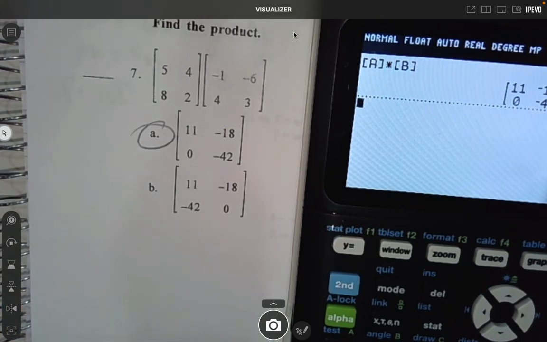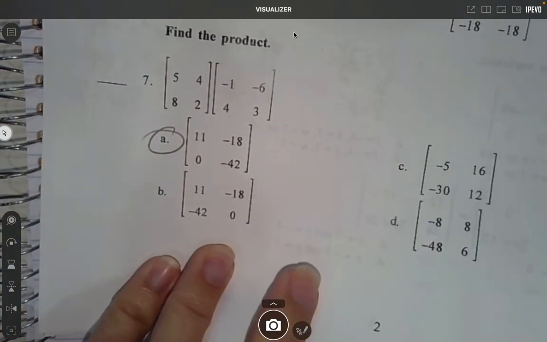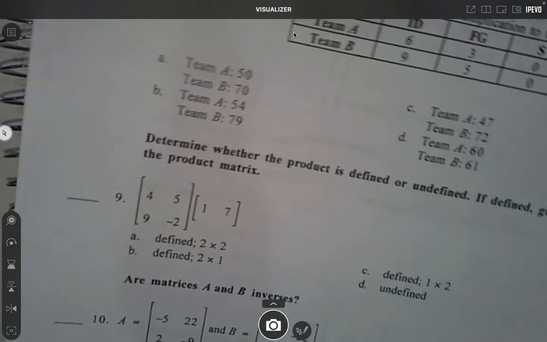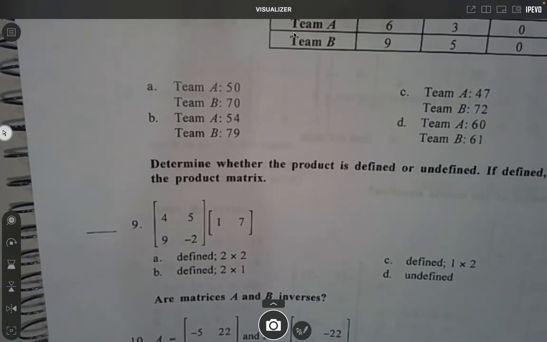All right, let's keep moving. The next one. This one's on there. I wouldn't make a matrix. I would just kind of count it all up.